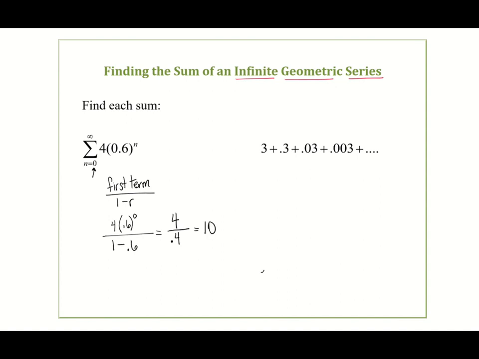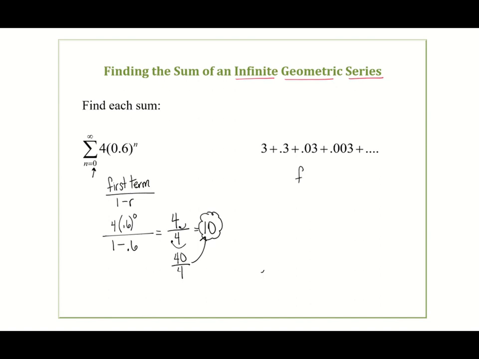And if you're having trouble doing that in your head, what you can do is move your decimal place on the top one place and on the bottom one place, and this becomes 40 divided by 4, which many of you would find much easier to do in your head to come up with that answer of 10 for our sum there.